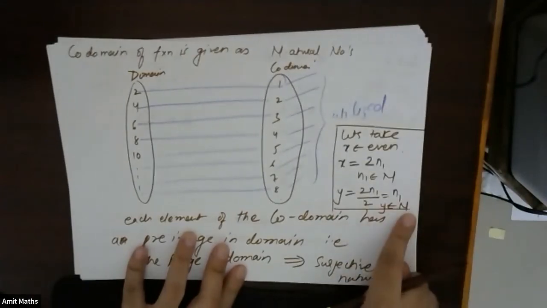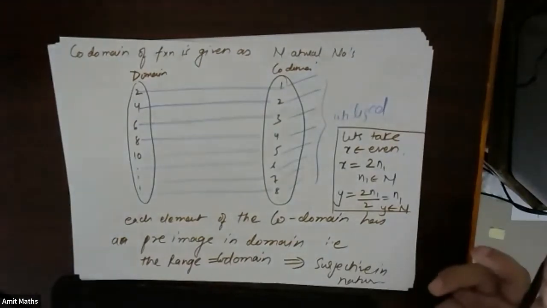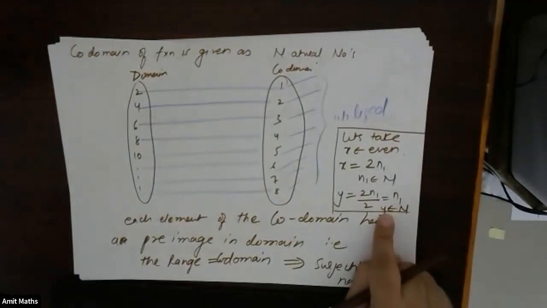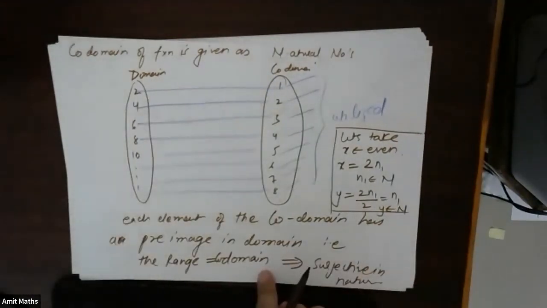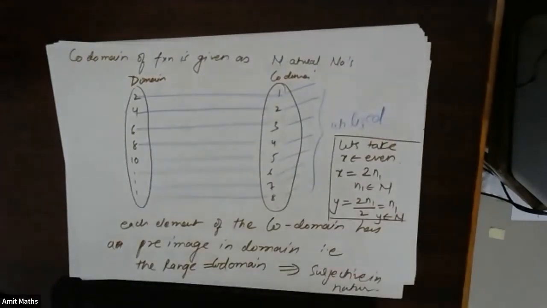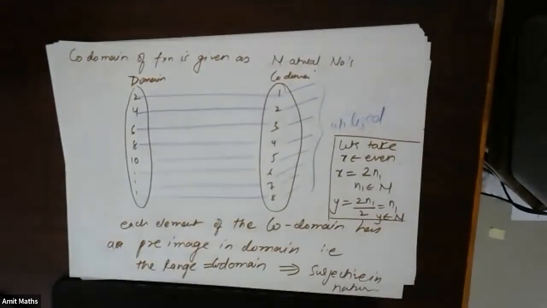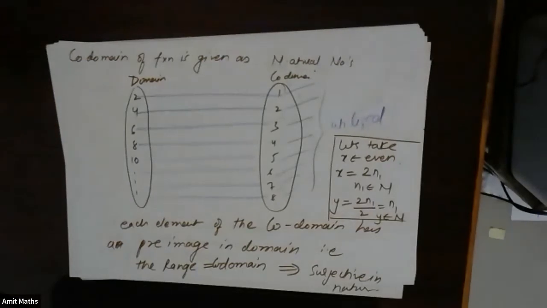If y belongs to natural numbers in one part, that means the range of this function will be natural numbers, and the codomain is also natural numbers. So this and that become equal. So that means the complete function or the mapping becomes surjective in nature, or onto in nature. So overall the function or the mapping is many-one onto, not injective but surjective. Okay, fine. Copy this.